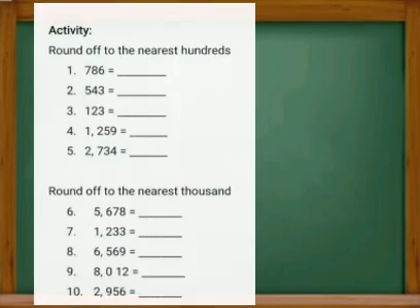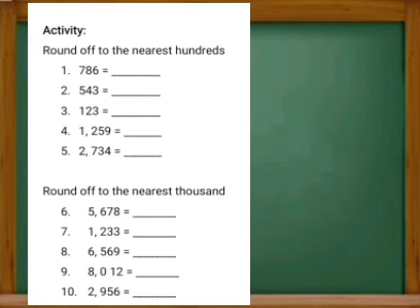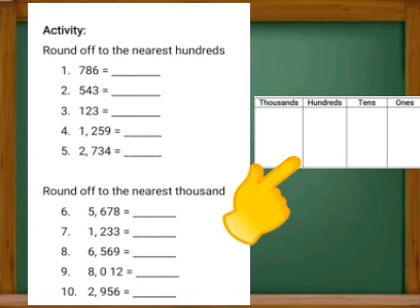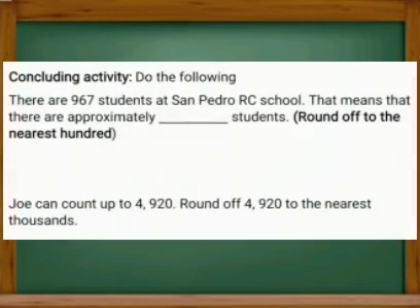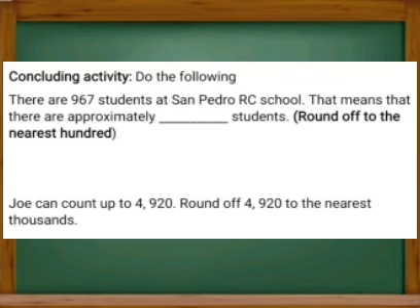Now let's do the activity. From number 1 to number 5, we are going to round off the numbers to the nearest hundreds. And from 6 to 10, you are going to round off the numbers to the nearest thousands. So you can use a place value table to help you. After you finish, you are going to do the concluding activity.